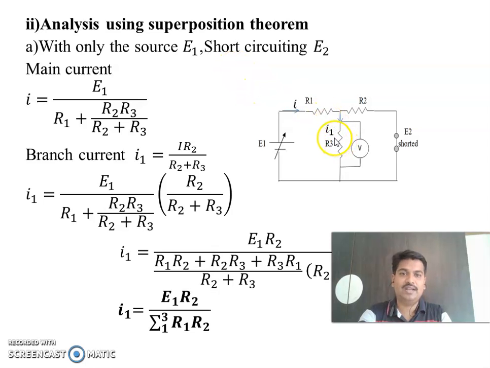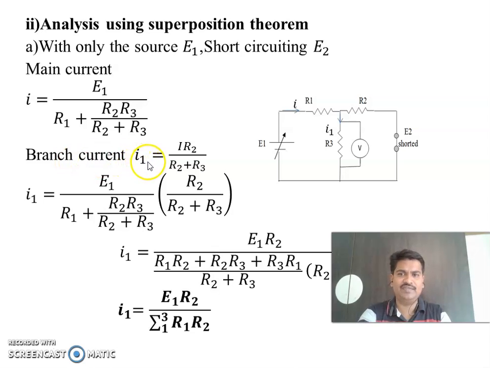Now I'm looking at the current which is produced independently by the source E1. So for that, to find out the current through R3, I want the main current which is drawn from the battery. Main current drawn from the battery can be found out by the simple Ohm's law, which is voltage divided by resistance. So voltage is the EMF supplied, which is E1, and the resistance is a little complex thing. We have 3 resistors here, so we need to think which is series and which is parallel. For the current I, R1 is in series and R2, R3 will look parallel. So it is R1 plus R2 R3 divided by R2 plus R3.